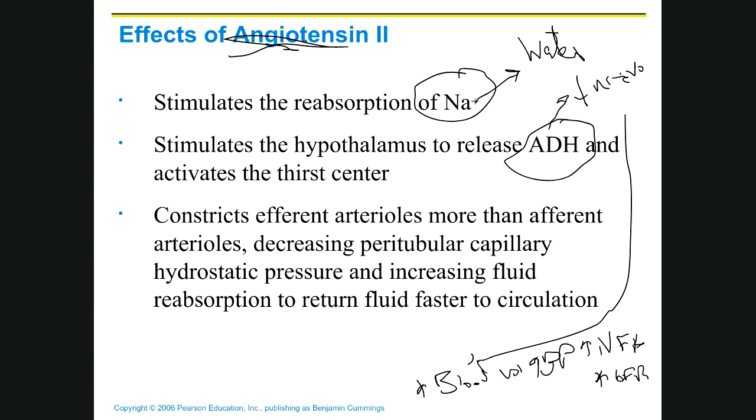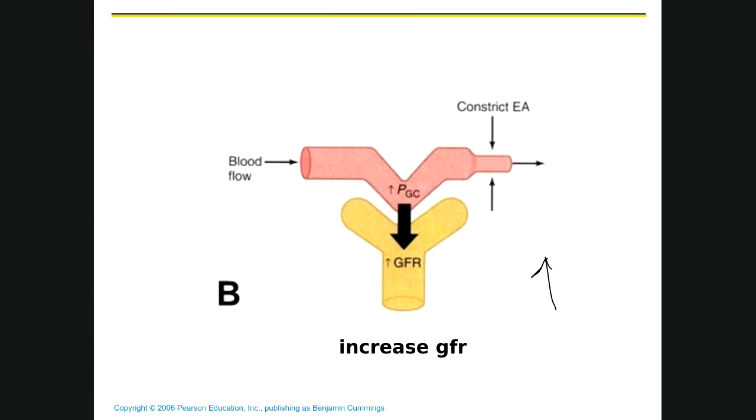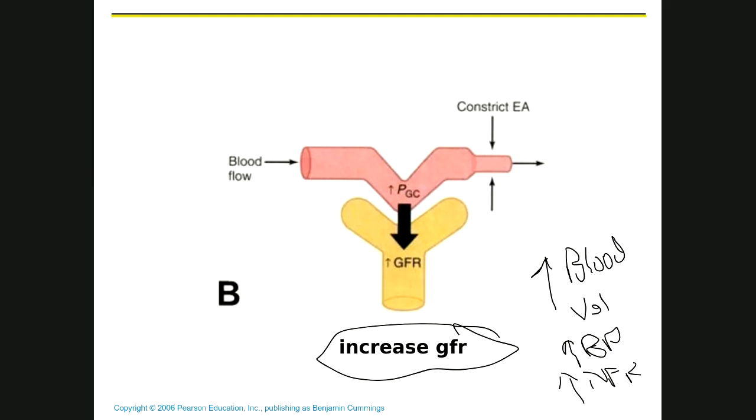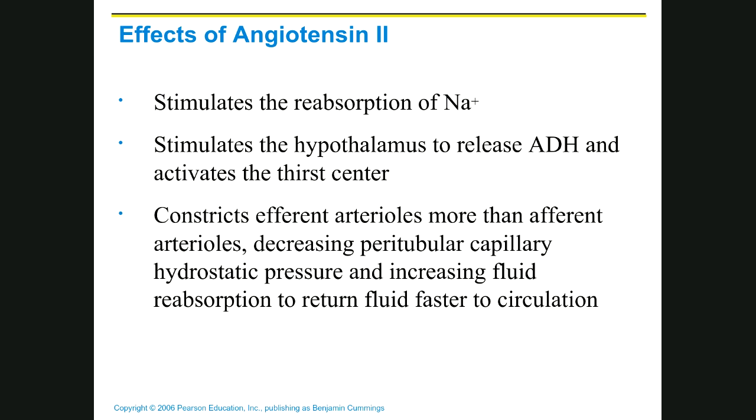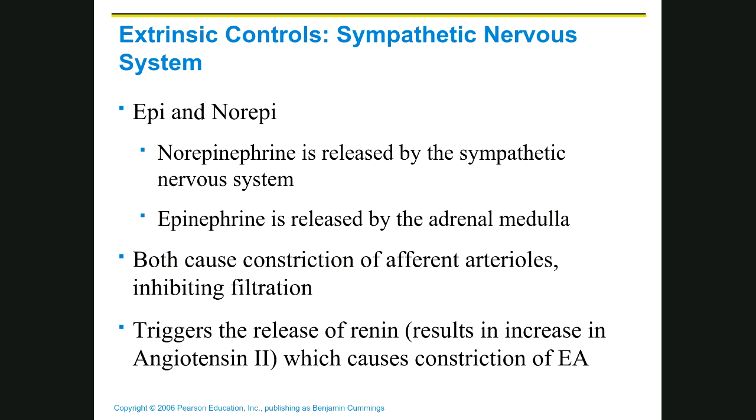So this hormone is going to work two different ways. It's going to cause a constriction, but it's also going to increase blood volume and increase blood pressure and increase net filtration pressure. And that also causes GFR to go up. And it looks like this. Okay, that's what happens inside the kidney.